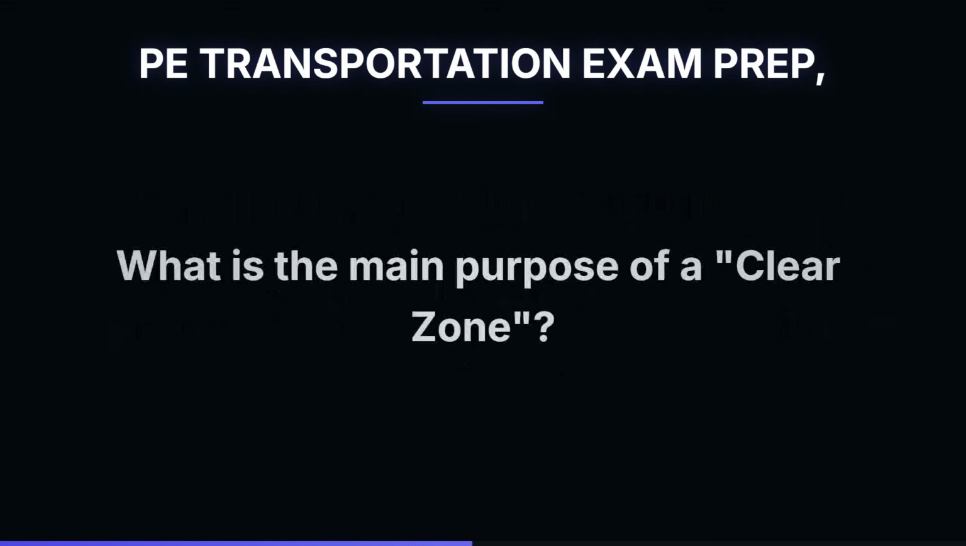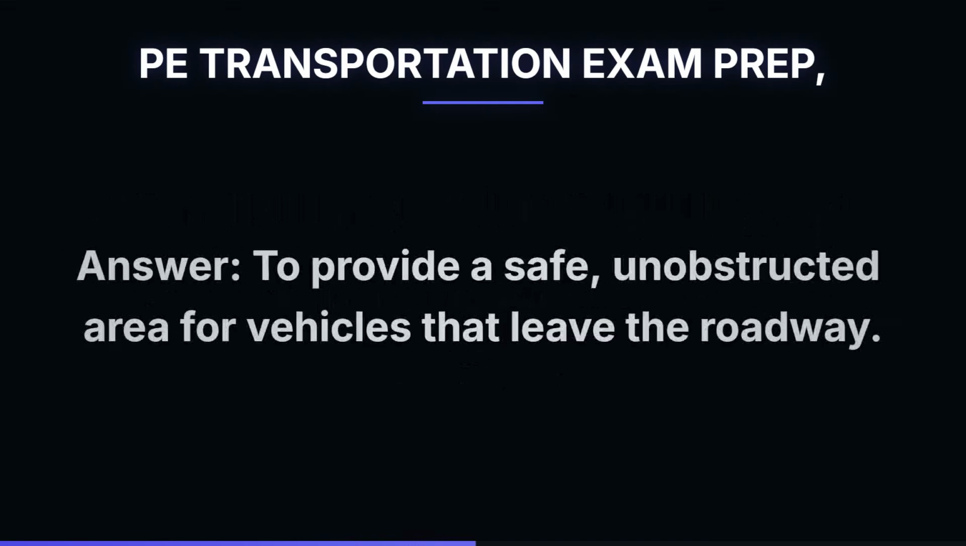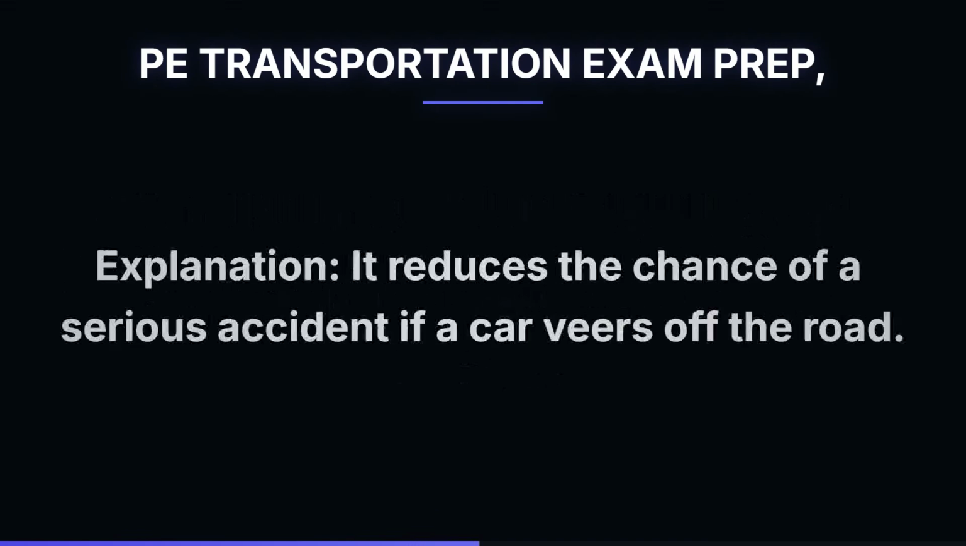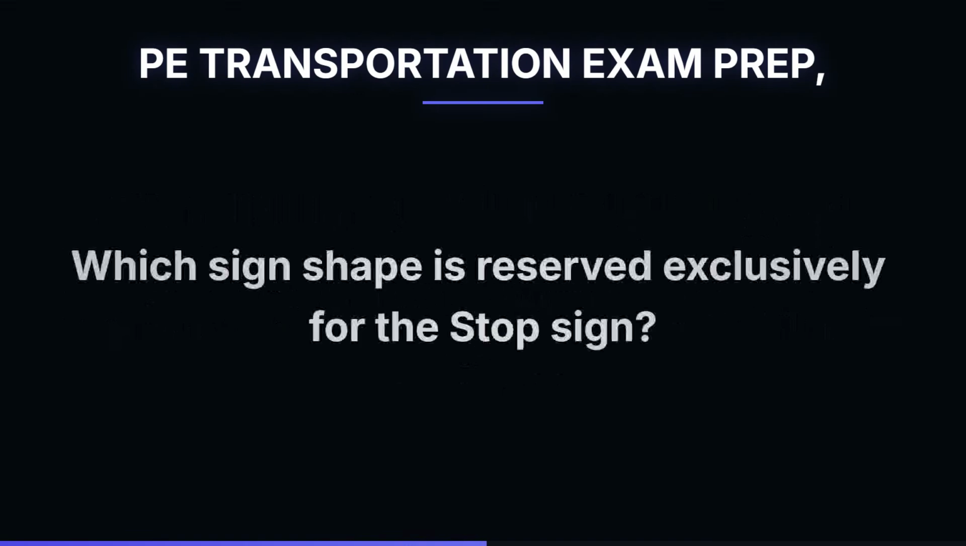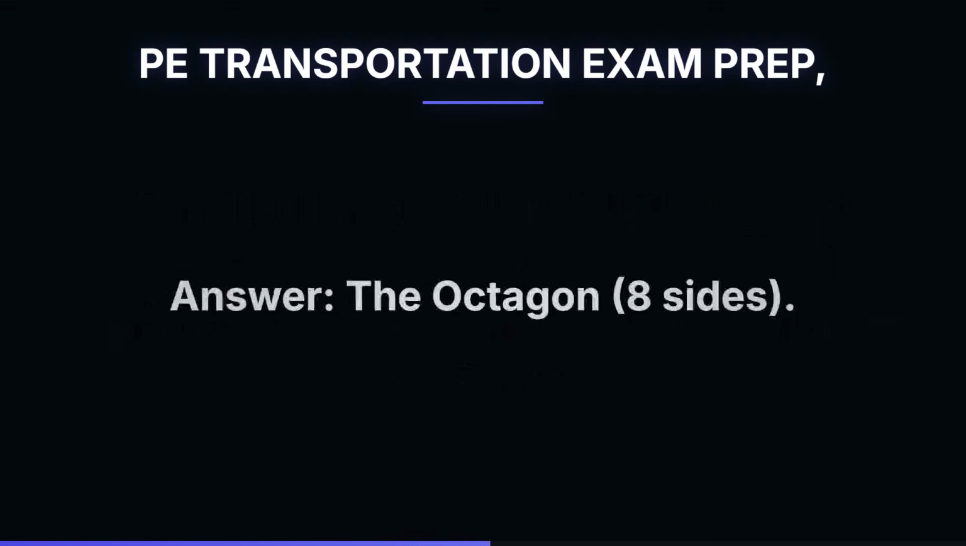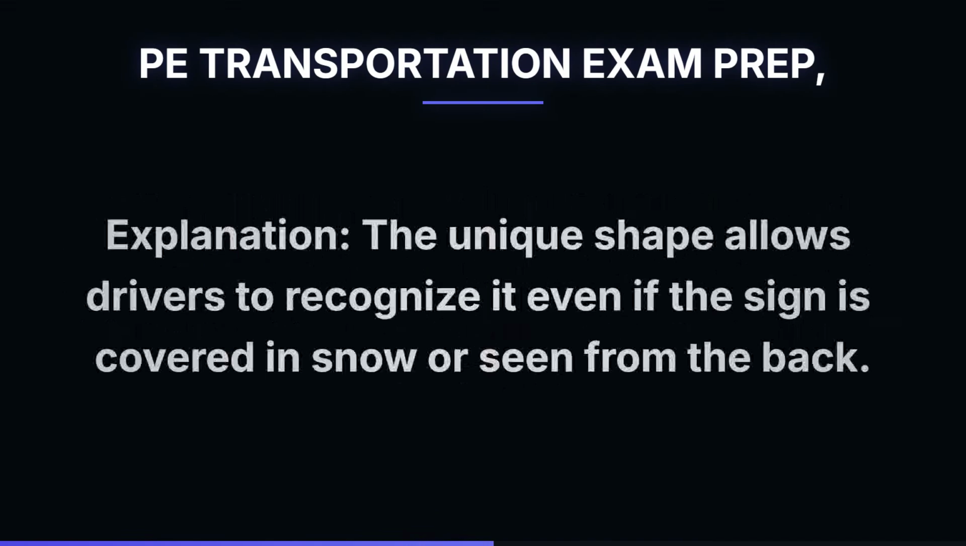3. What is the main purpose of a clear zone? Answer: to provide a safe, unobstructed area for vehicles that leave the roadway. Explanation: it reduces the chance of a serious accident if a car veers off the road. 4. Which sign shape is reserved exclusively for the stop sign? Answer: the octagon, 8 sides. Explanation: the unique shape allows drivers to recognize it even if the sign is covered in snow or seen from the back.